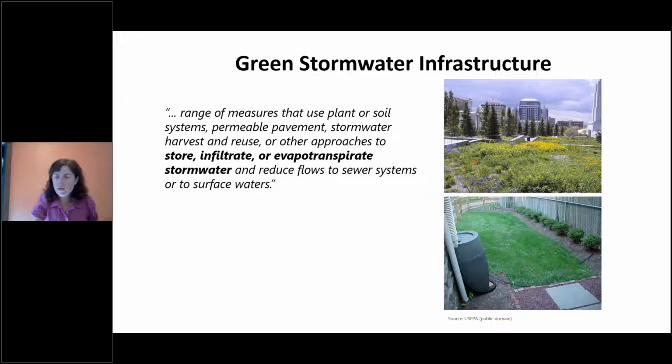So my next several slides go through an example of applying a triple bottom line approach to green stormwater infrastructure. I'm sure all of you are familiar with what green stormwater infrastructure is, but as a framing slide, I've put EPA's definition up here. I'm really talking about distributed, often nature-based infrastructure that manages stormwater near the location where it falls. Things like permeable pavement, green roofs, rain gardens, etc.